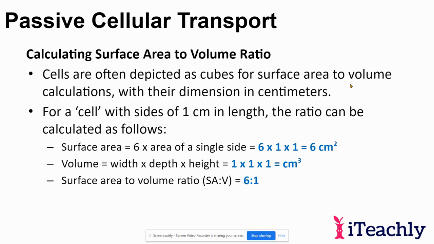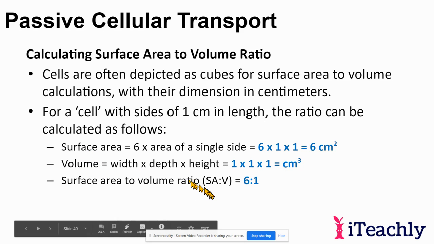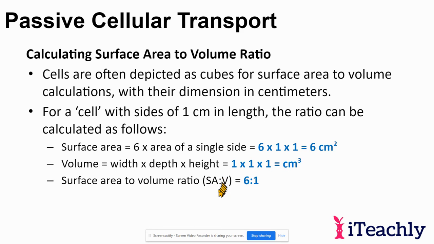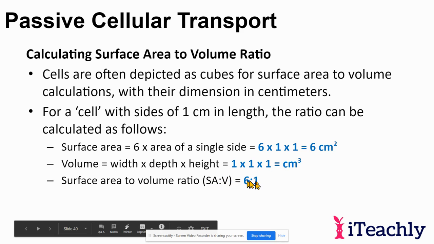And this is how you calculate that. We would have done a worksheet with this in class, so I'm not sure how much I'm going to do here. Basically the surface area is 6 times the area of a single side if you're talking about a cube, and the volume is width times depth times height. Then the surface area to volume ratio is just this number divided by this number. So it's surface area divided by volume. That would be 6 to 1, or if you put 6 over 1, it would be 6.